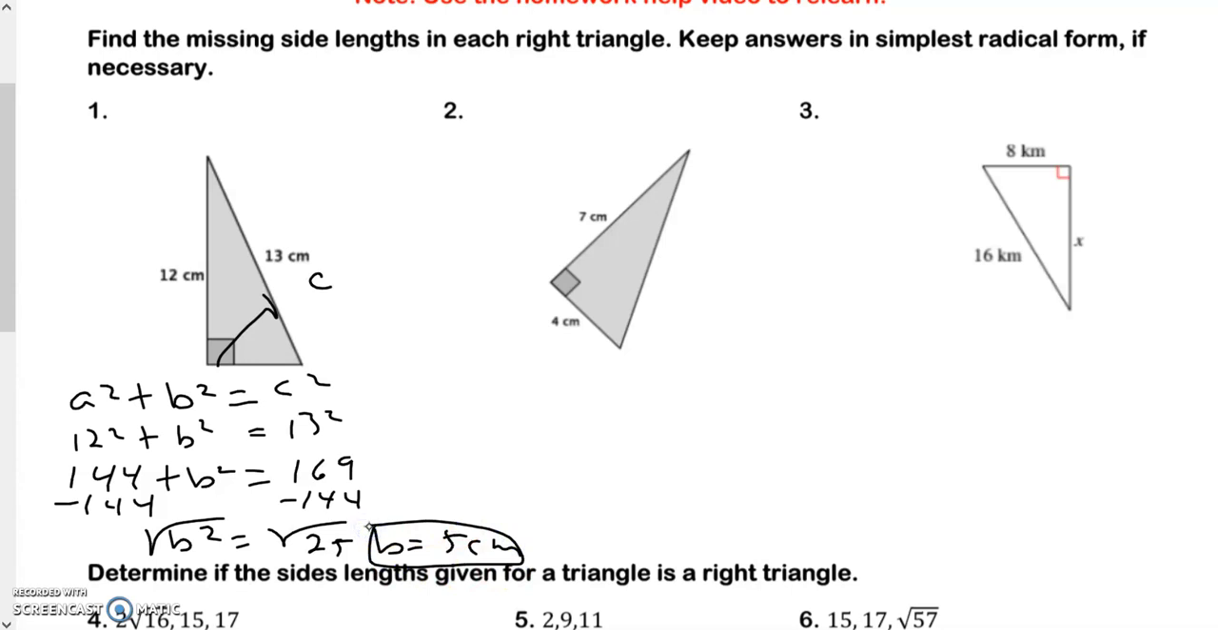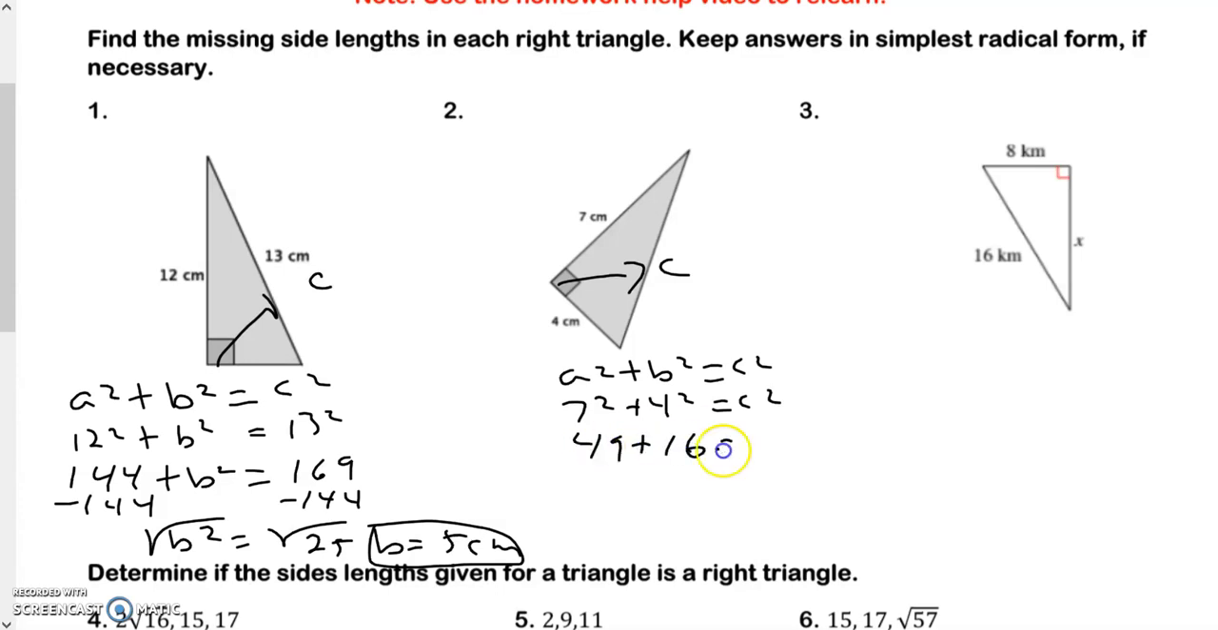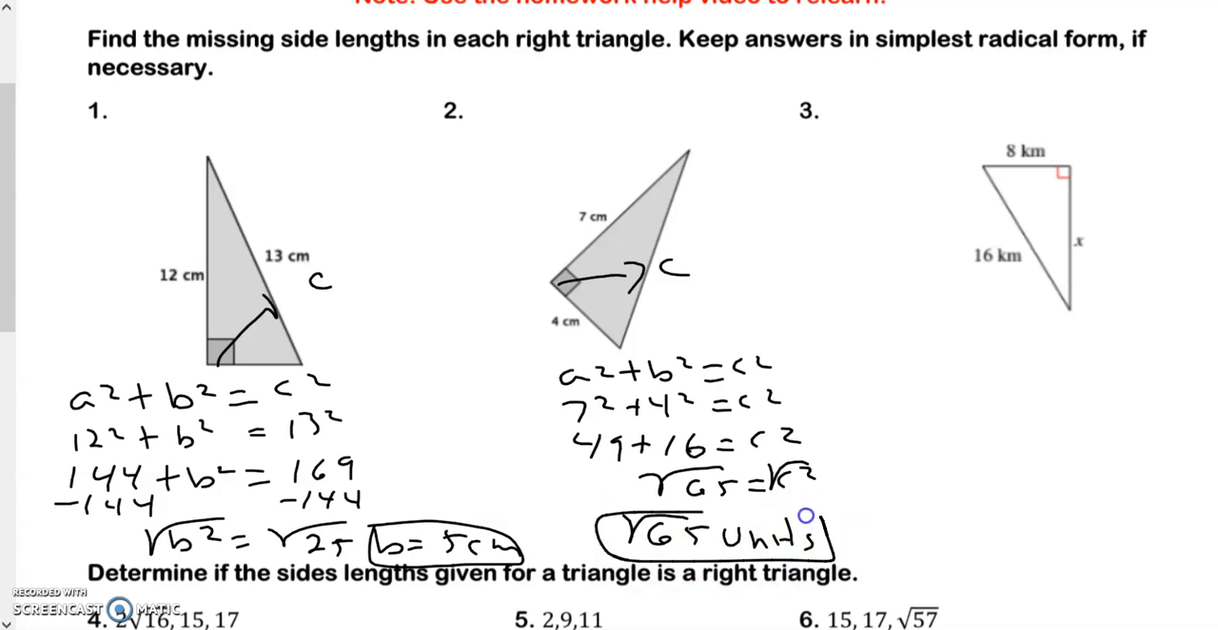Then you take a look over here. I'm always going to draw my arrow to find my c, and I know it's a squared plus b squared equals c squared. So we know that these are the two legs, so it doesn't matter which one you put first or which one you put second. 7 times 7 is 49, 4 times 4 is 16, equals c squared. That's going to get me 65 equals c squared. Take the square root, and the square root of 65 units would be my answer.